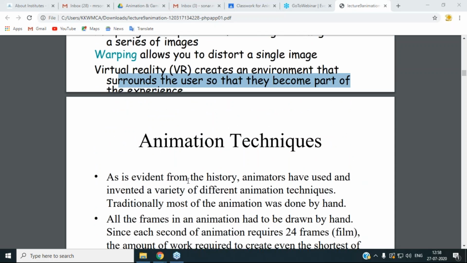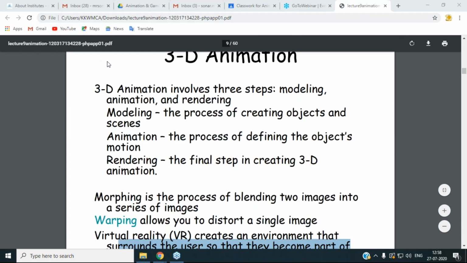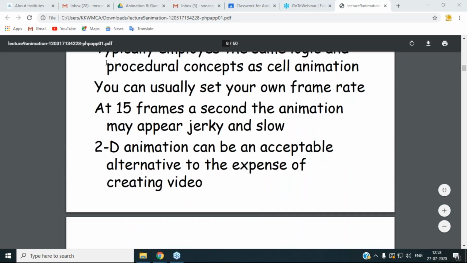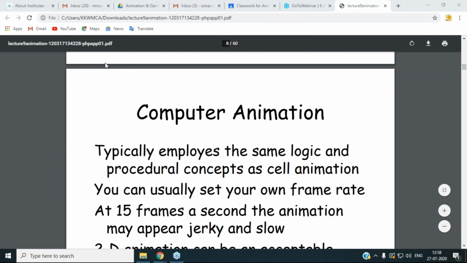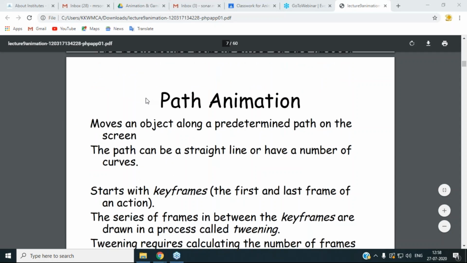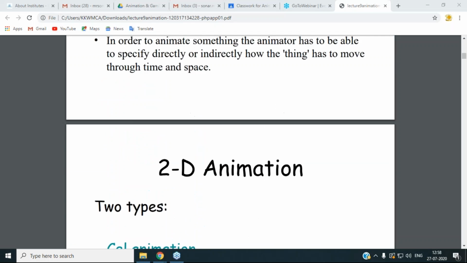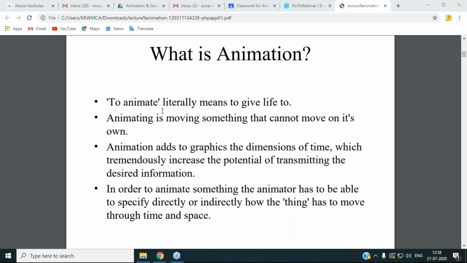Other than that, we have seen some of the terms related to animation, such as virtual reality, warping, morphing. Then you have 3D animation where we have different ways. Here also you have path animation where an object is moving along a particular path. Cell animation, where celluloid is used and we use sheets to draw on them. Yes, these are the types of animations. And what is actually an animation? Yes, so a lot of theory part it was.